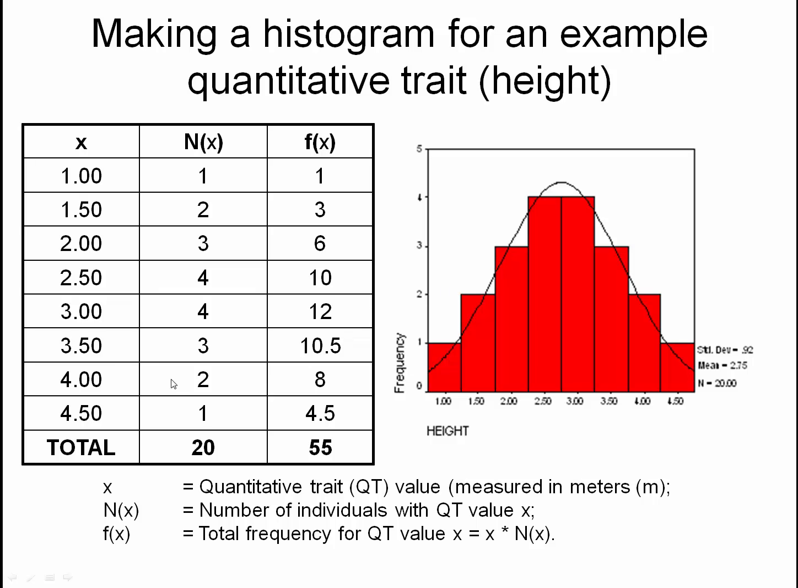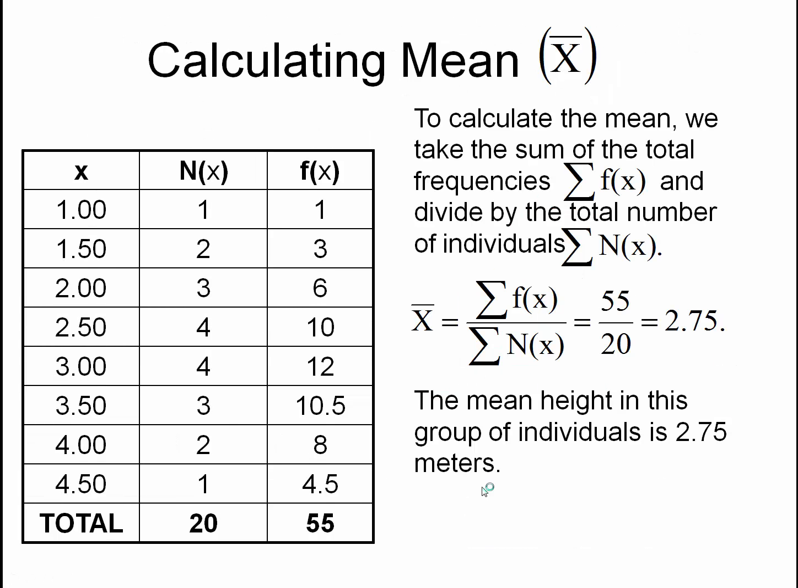And similarly, let's take 3.5. You'll see 3.5 has 3 values there. So if we go over here to 3.5 on the horizontal axis, you'll see that that goes up to 3. And likewise for the others. Now, we said that we wanted to calculate the mean. That's the second thing we want to be able to do. And to calculate the mean, we can use the table that we had previously, but now we're going to use all 3 columns.